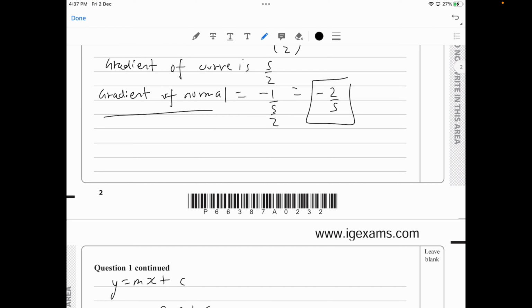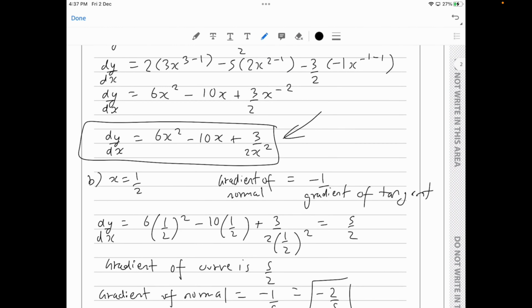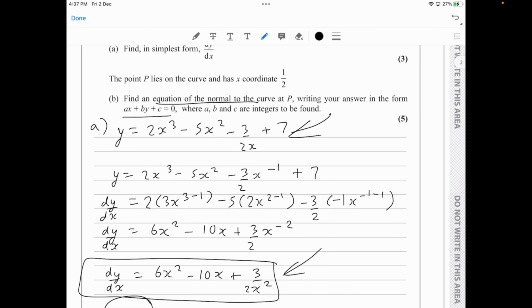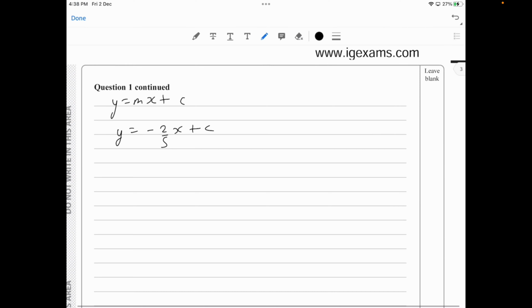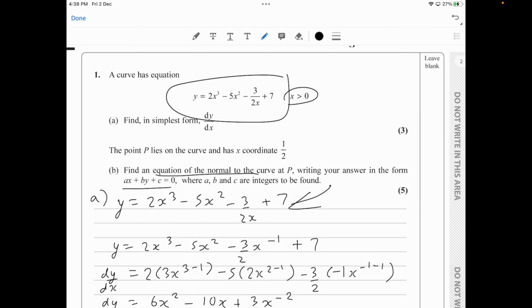When you substitute the value of x into the differentiated equation, you're actually getting the gradient. When you substitute the value of x into the equation at the top, you're most likely to get the coordinates of y. That's the reason why we're now going to substitute the value of x into the top equation. The top equation is y is equivalent to 2x raised to the power 3 minus 5x raised to the power 2 minus 3 divided by 2x plus 7. This is the equation at the top, the current equation that we're given in the question as well.